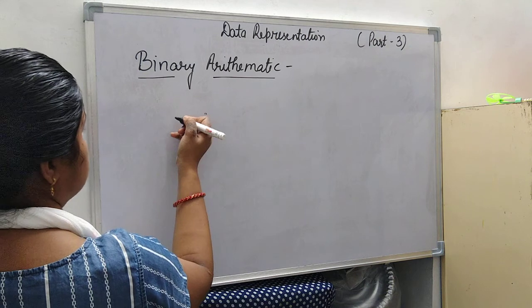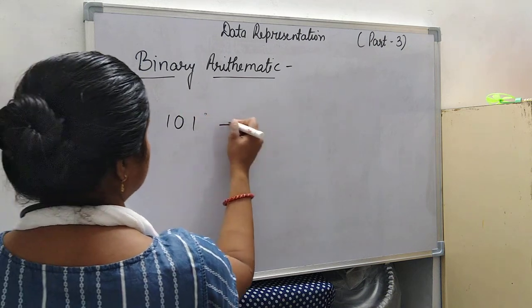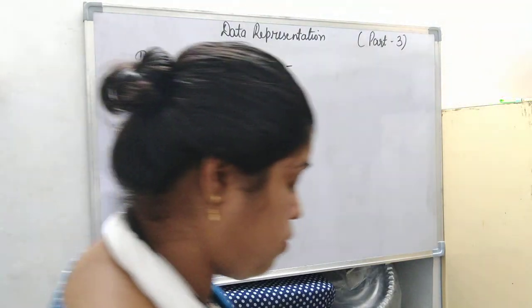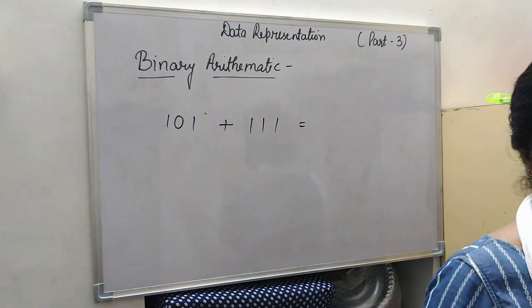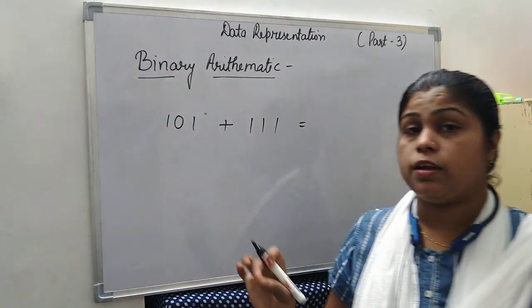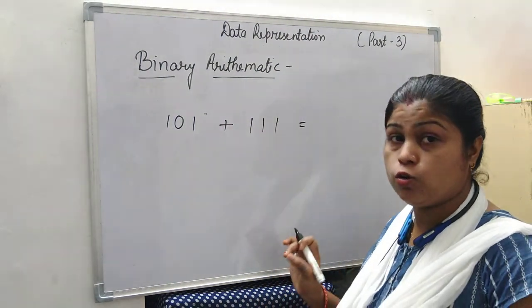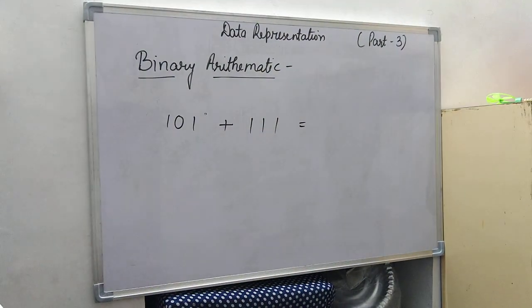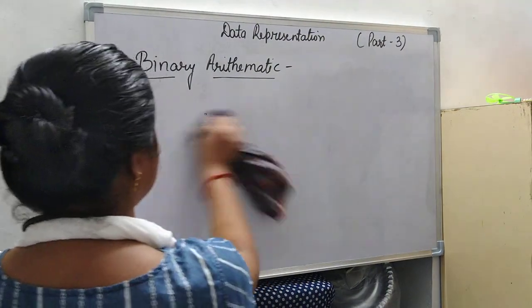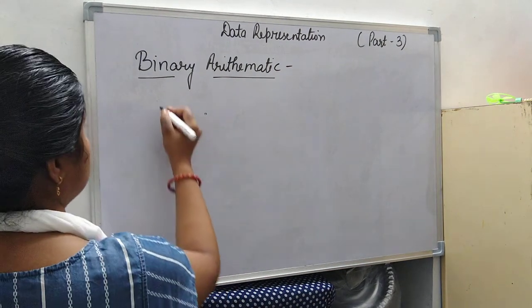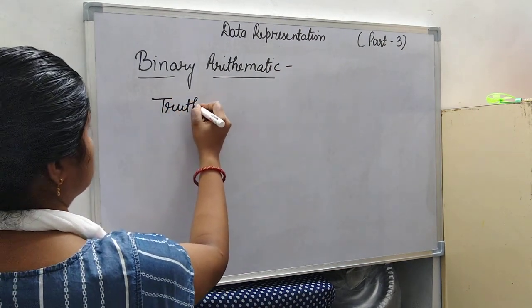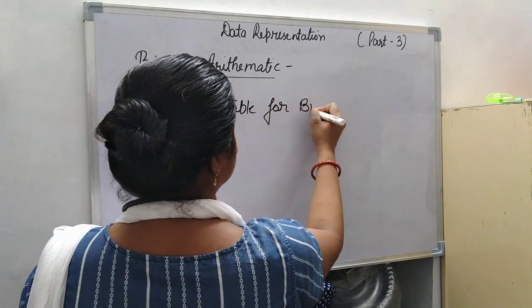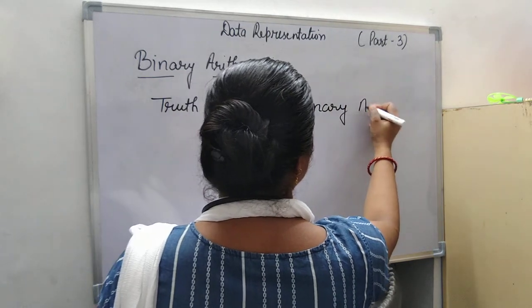So for binary addition, suppose we have the number 101 and we want to add it with 111, so what will be the answer? To get the answer of the addition of these binary numbers, we need to know the truth table for binary addition. There is a specific truth table by which we can get the answer of these kinds of questions. So I am making this truth table for binary addition.